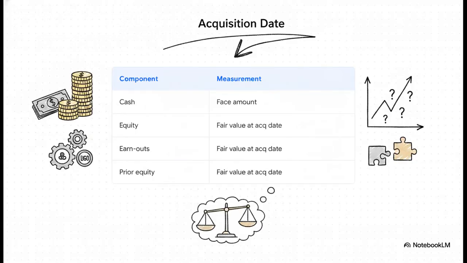Of course, to calculate that residual, we have to know exactly what was paid, right? The consideration transferred. Now, the acquirer might transfer cash, which is simple enough to measure at its face amount, but they might also issue equity, giving the former owners minority status, or they might use contingent consideration, which we commonly know as earnouts, or even use previously held equity interests. All of these non-cash components absolutely must be meticulously measured at their fair value exactly on the acquisition date.